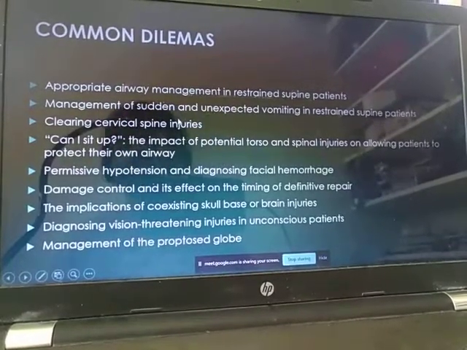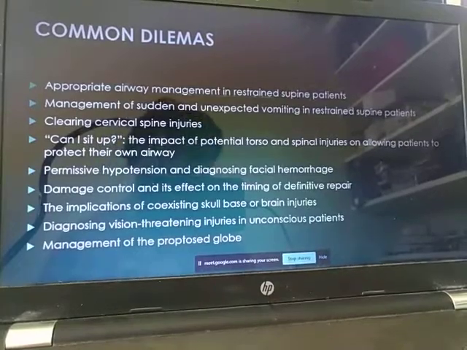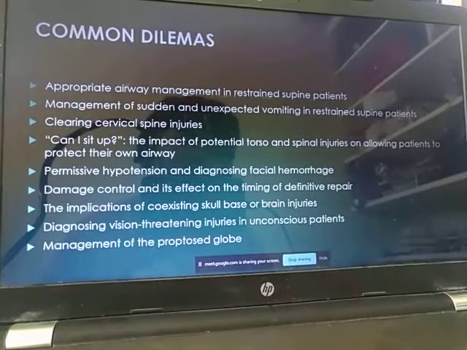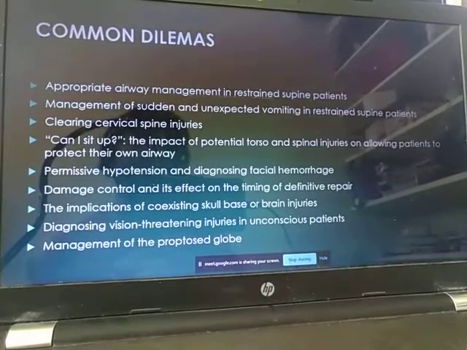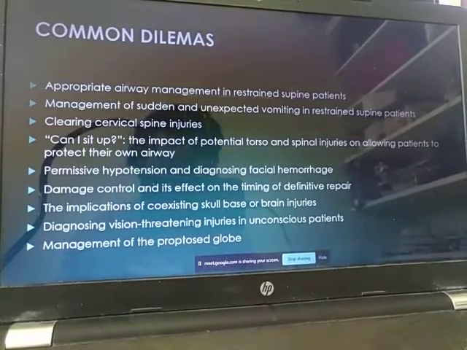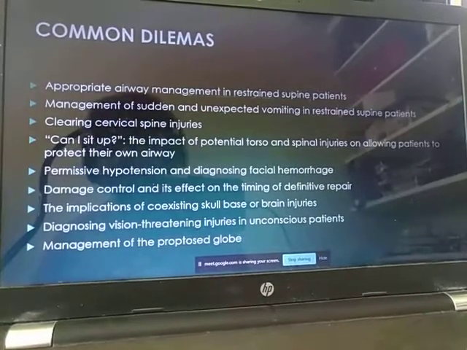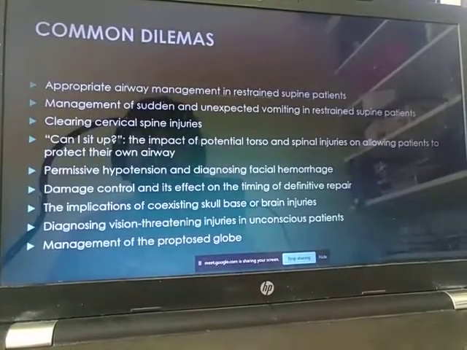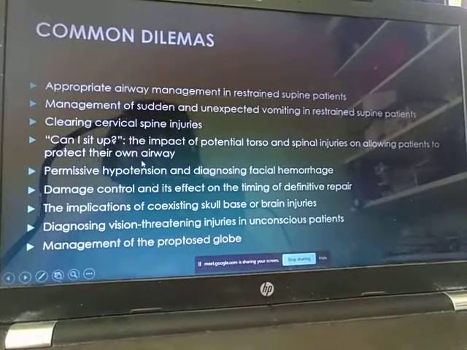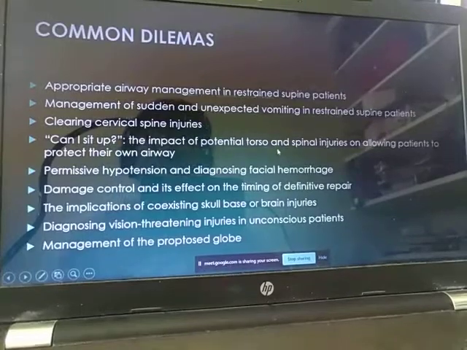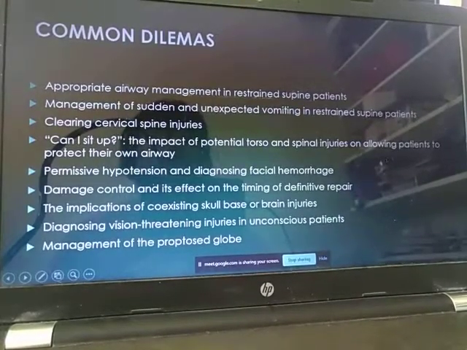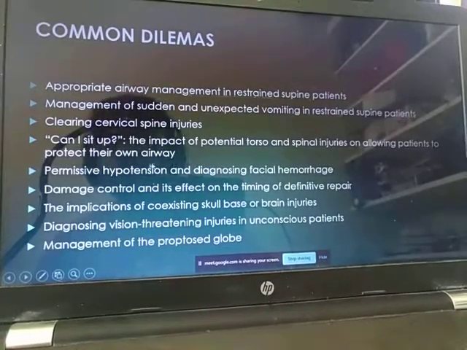So sometimes the patient might have very unstable vitals. In that case, clearing the cervical spine injuries is very difficult, because you might not be able to move the patient from the emergency OR to the place where they'll take the X-ray. So that's also a dilemma. Then this patient sit-up is a very important thing. The impact of potential torso or spinal injuries on allowing patients to protect their own airway.